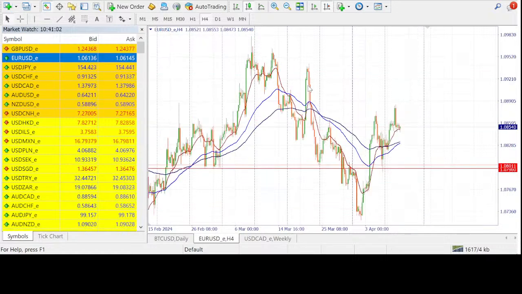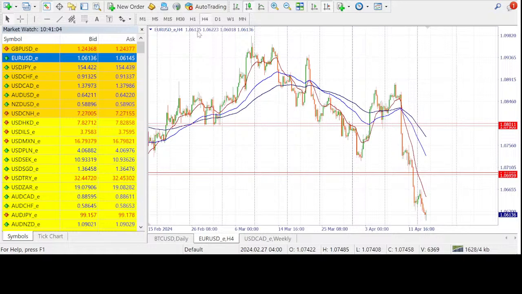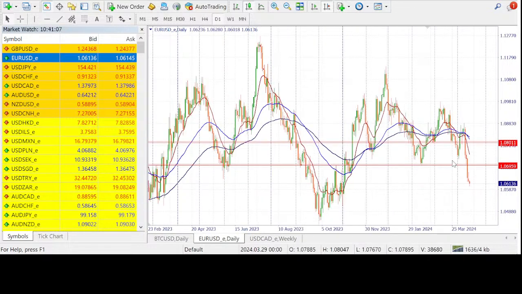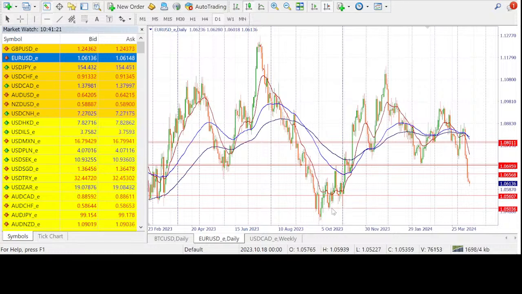My next chart is EURUSD. This is also bearish, as we said some few days ago. So we had a good support here. The price broke below it. We had another support here. So we have a support, and another support here. Then we have another support here, and then another support here.